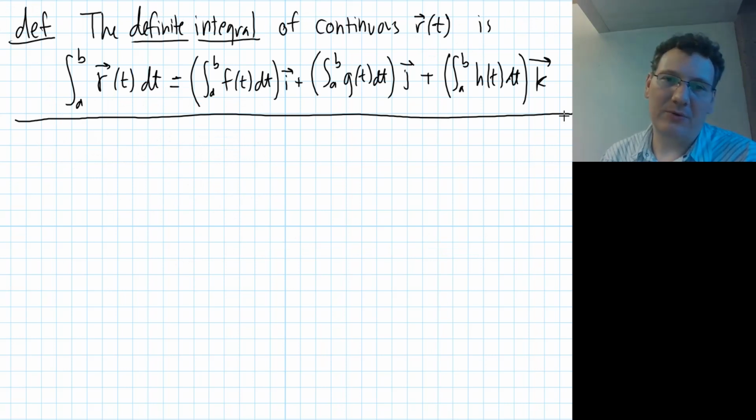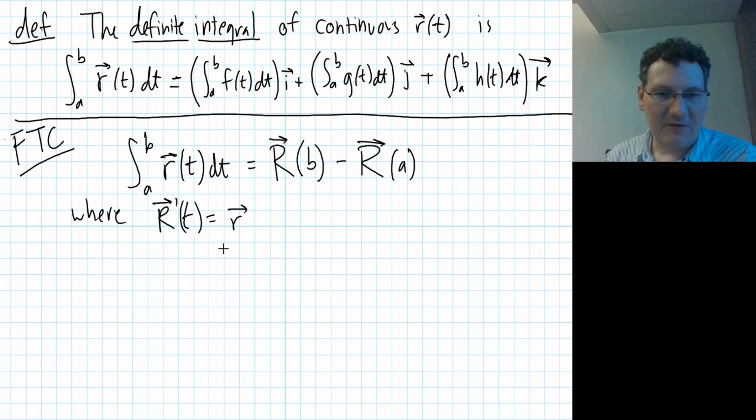Okay, so the definite integral now we'll define for a continuous vector function. So we're taking a definite integral for where t values go from a to b. The integral of r of t from a to b is going to be found by just taking the definite integral of the three component functions, f of t, g of t, h of t respectively, all of them from a to b. So it's just going to be three integrals. They're not interacting with each other. It's just you integrate f, integrate g, integrate h.